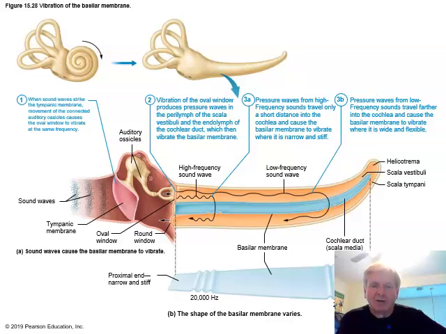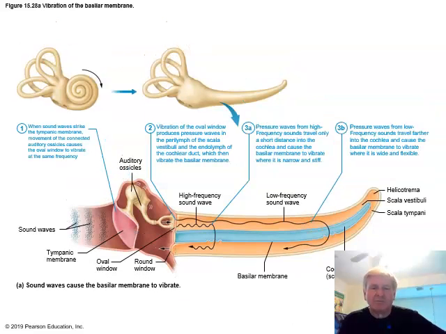Helicotrema is where the scala vestibuli and the scala tympani meet. But remember, they're composed of perilymph, and the cochlear duct contains endolymph. So your pressure waves from your low frequency sounds travel further into the cochlea, and they cause the basilar membrane to vibrate where it's wide and flexible.